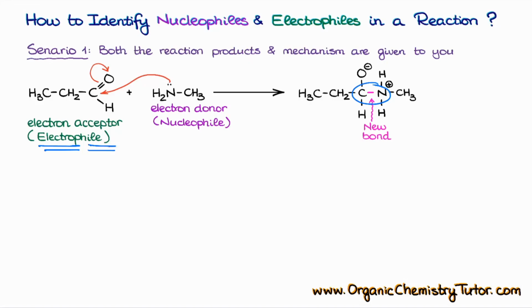And those electrons that are currently the bonding electrons, the electrons that are making this new carbon-nitrogen bond, those are the electron pair that used to be sitting over here on our nitrogen.